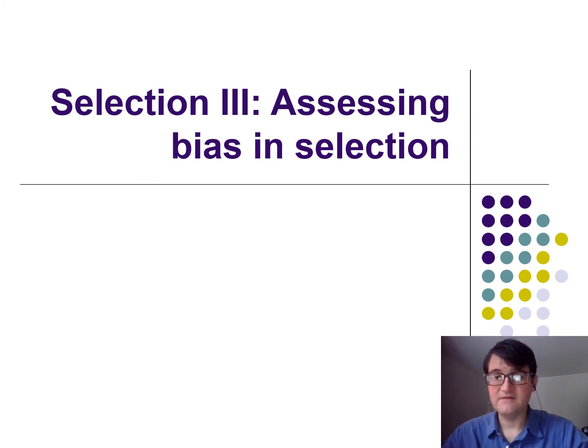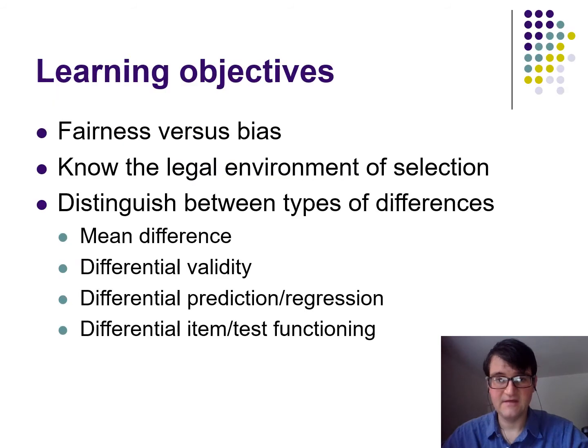Okay, I'm going to try to make this somewhat quick, but we're talking today about assessing bias in selection. So first we're going to talk about the distinction between fairness and bias. We're going to try to talk a little bit about the legal environment that selection happens in, although you're largely familiar with this from earlier when we talked about legal definitions of bias.